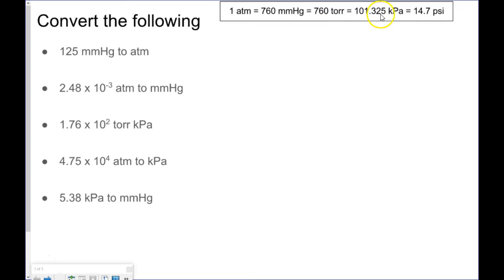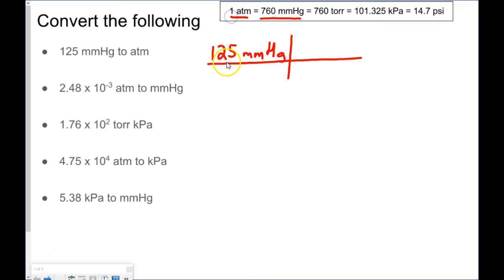Or 101.325 kilopascals, or 101,325 pascals is equal to 14.7 psi. We're going to be using this in dimensional analysis to convert these different problems we have here. Let's start with the first one, 125 millimeters of mercury to atmosphere.